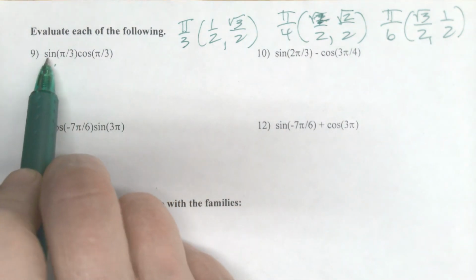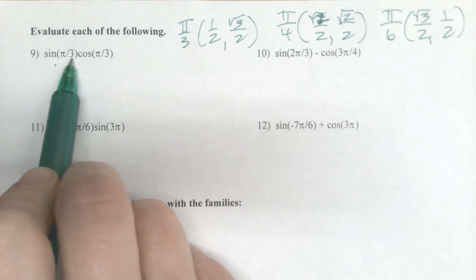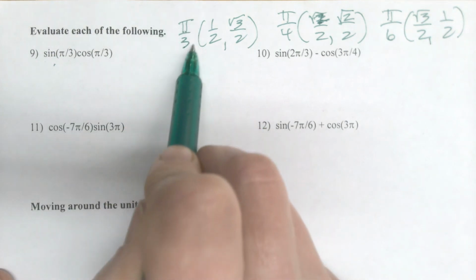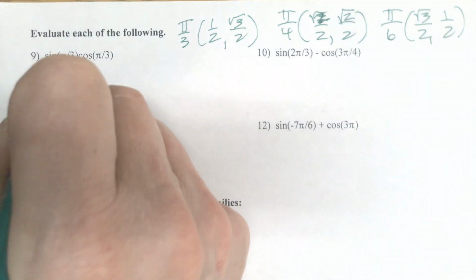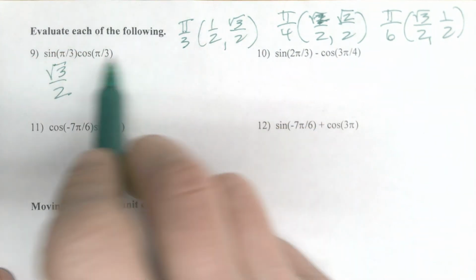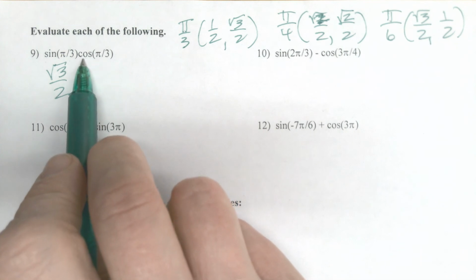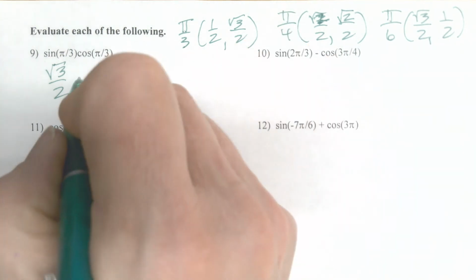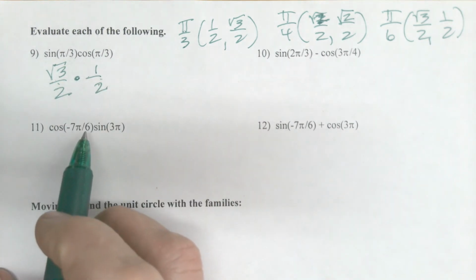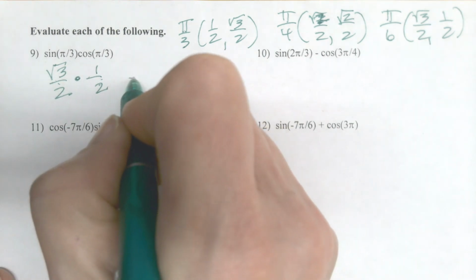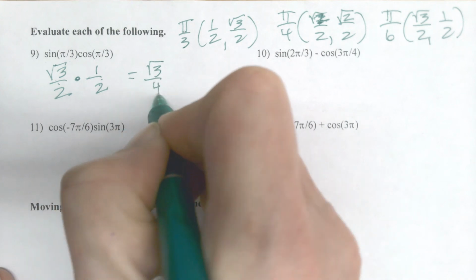So the sine of pi over 3. Sine of pi over 3 means I am looking for the y-coordinate in the pi over 3 family. That's the square root of 3 over 2. I am looking for the x-coordinate in the pi over 3 family. That is 1/2. These are crammed next to each other. That means I multiply them together. So my final answer is the square root of 3 over 4.